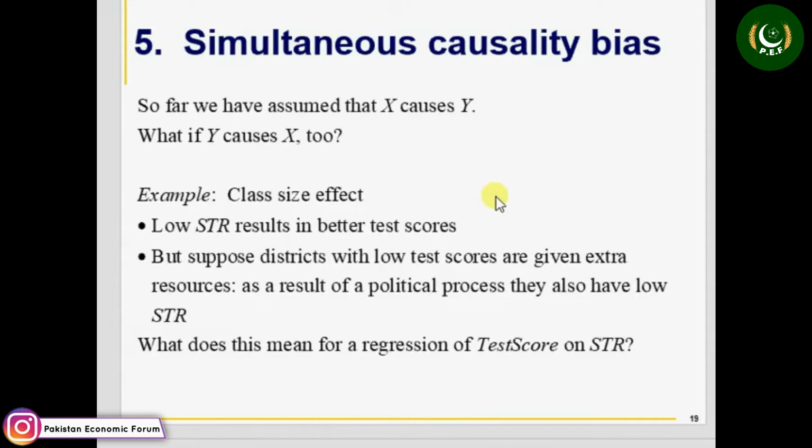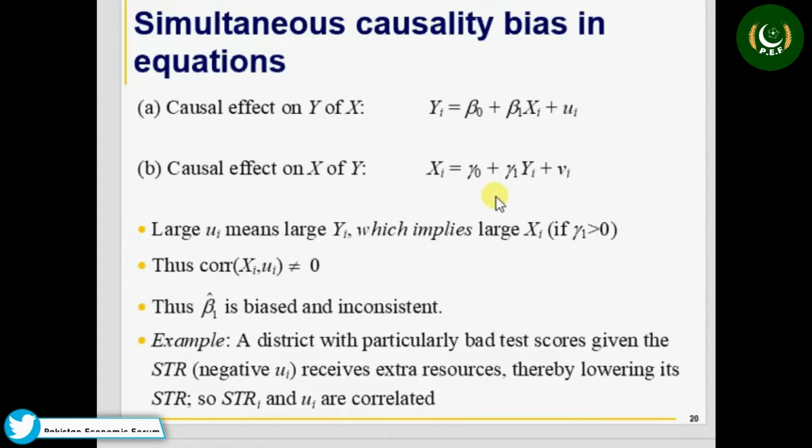Foreign direct investment and economic growth, export-led growth, growth-led export: all these are simultaneous and suffer from simultaneous causality bias. What are the solutions? Regression discontinuity designs, difference-in-difference estimators, instrumental variables. We'll keep on discussing these things in our coming videos, and this is what I have been talking about.